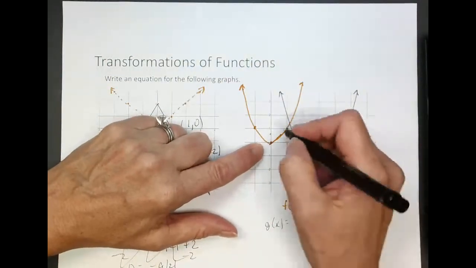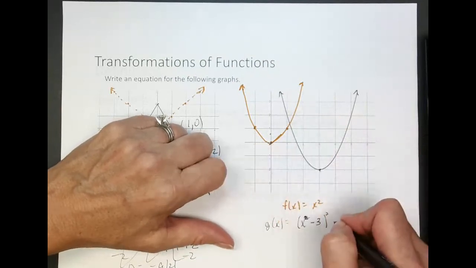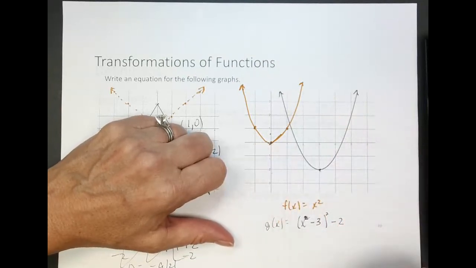But I've also got this vertical shift going down 2 units, right? Move down 2 to get from here to here. So that's going to be a minus 2.